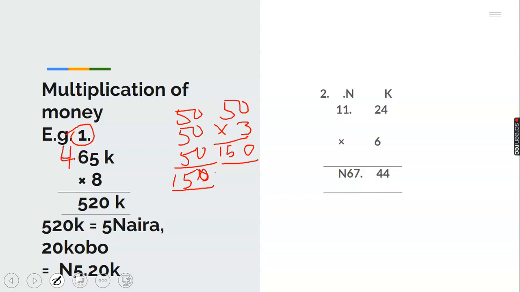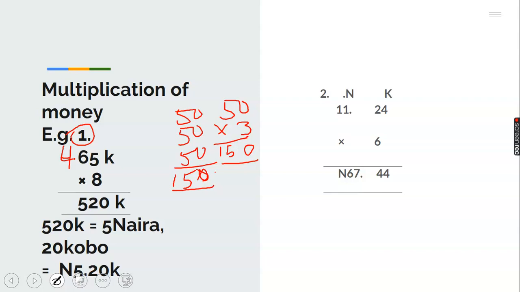Then I come here. 8 times 6, that's 48. Then 48 plus the 4 that is carried to this other side. 48 plus 4: 49, 50, 51, 52. That's 52. That's the 52 you can see here. So 65 kobo times 8 will now give us 520, which is 520 kobo.